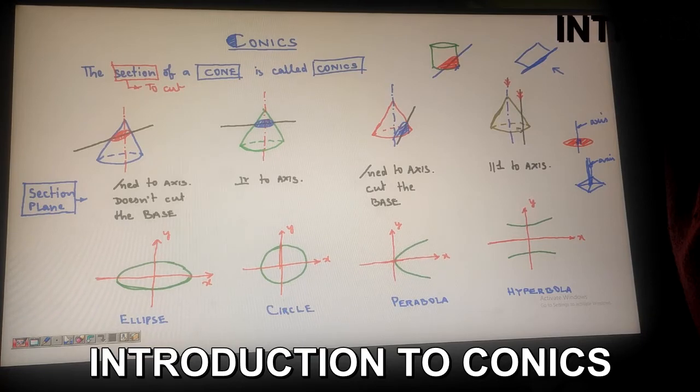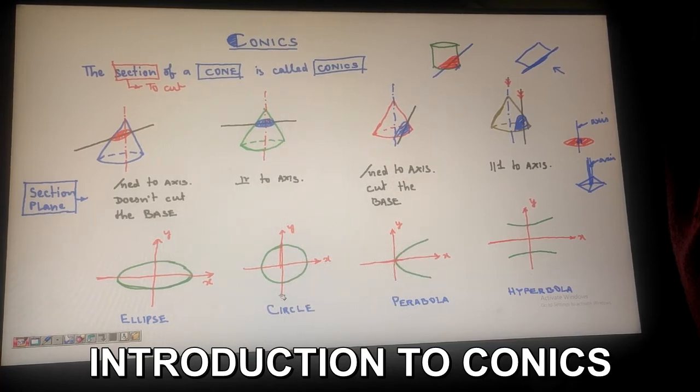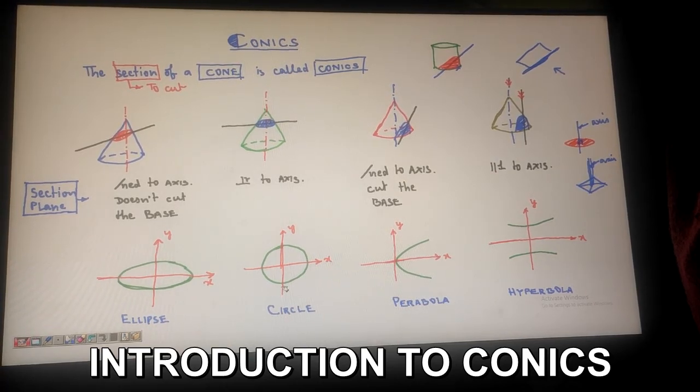Next is parallel to the axis. If the cutting plane is parallel to the axis, you will get a shape something like this. If you draw it in a two-dimensional plane, you will get a shape something like this. This is called a hyperbola. So these are the four possible conic sections. We will discuss each and every conic section in detail in the coming lectures. Thank you. Hope you have understood it.